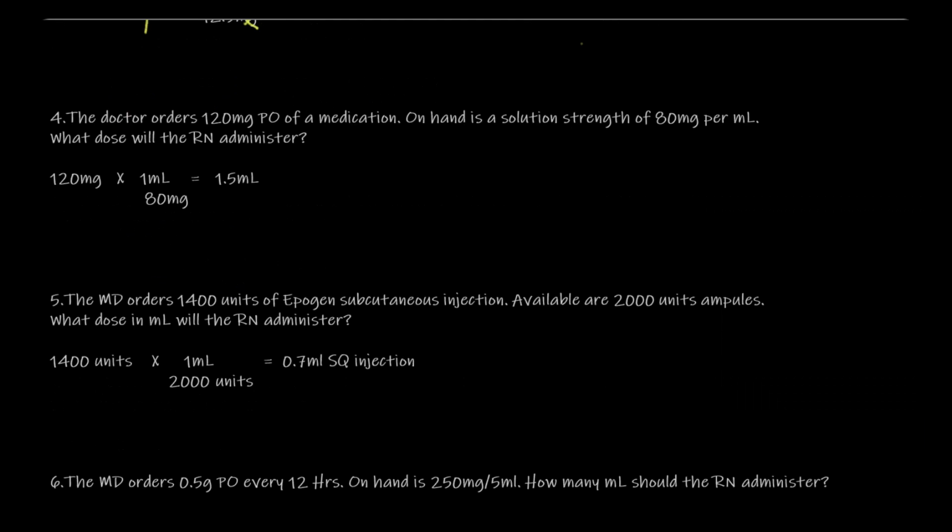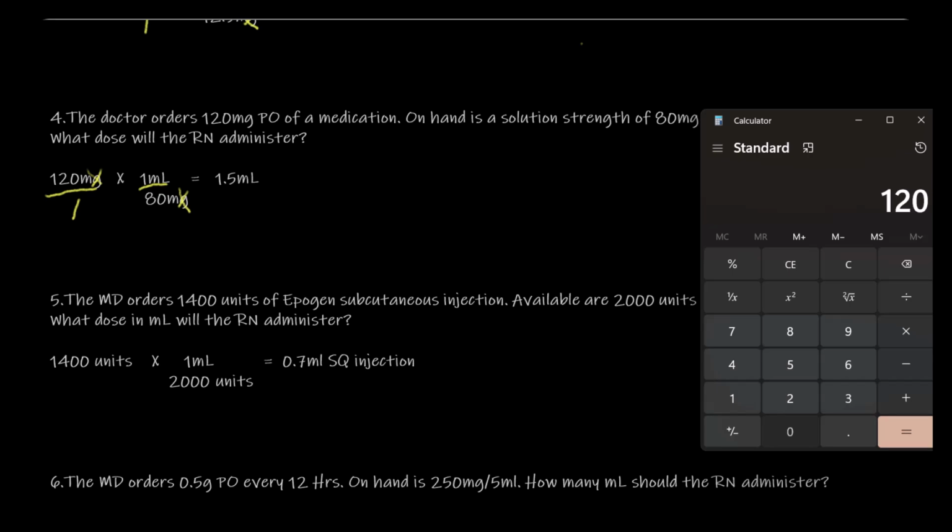Problem number 4. This is a single-step calculation, and we're solving for mLs. The doctor orders 120 milligrams. So I'll start off setting up the equation with 120 over 1 times what's available, 1 mL per 80 milligrams. The milligrams cross-cancel. We multiply and divide. 120 divided by 80 gives us 1.5 mLs for our answer.